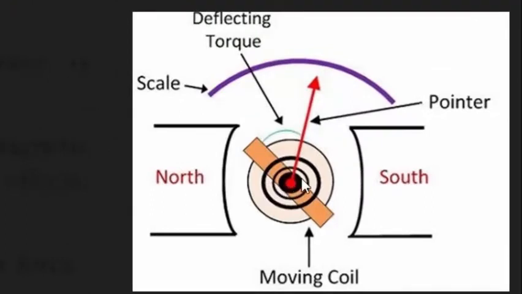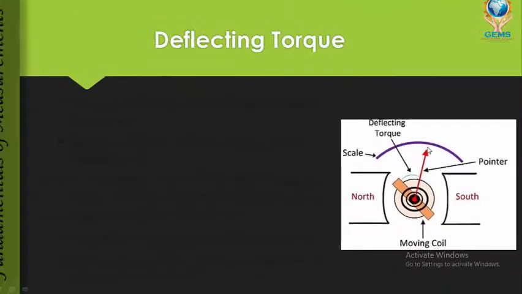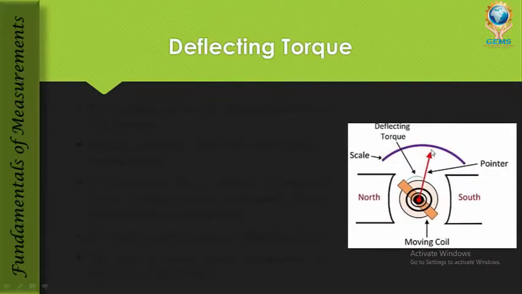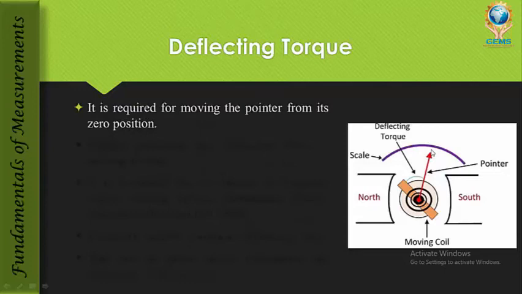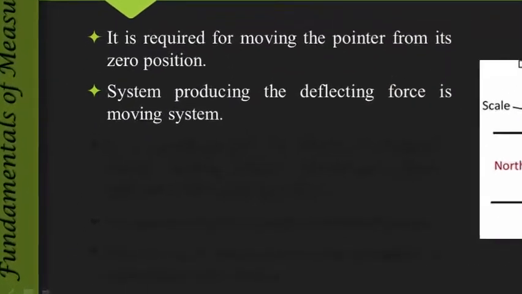So you have a pointer here. When you apply current, the pointer moves. The input is a current, and because of some mechanical force, the pointer moves from the zero position to another position, or from one position to another position. That is why it is called an operating force. The system producing the deflecting force is called a moving system.